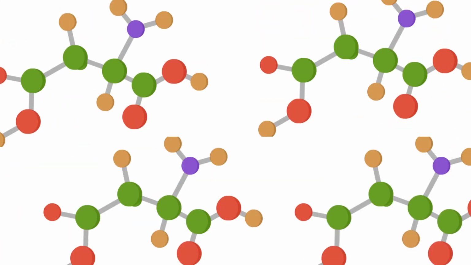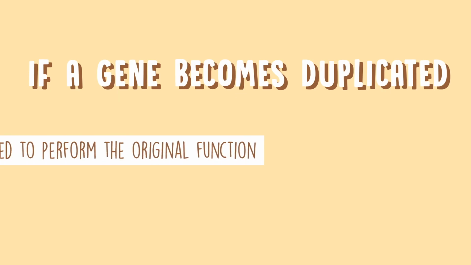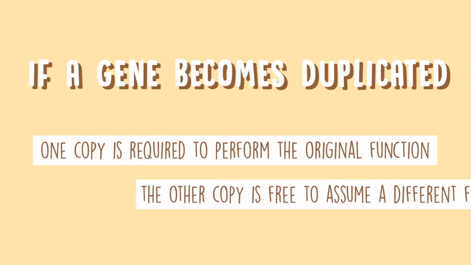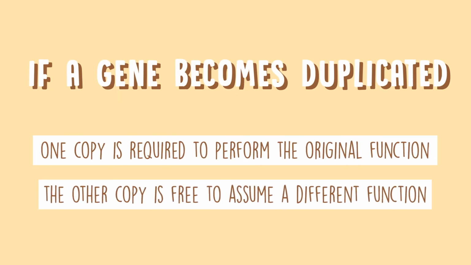Although many amino acids at inessential positions in a protein sequence will change because of neutral mutation, the amino acids at many other inessential positions remain the same. If a gene becomes duplicated, then only one copy is required to perform the original function, and the other copy is free to assume a different, although often related, function.